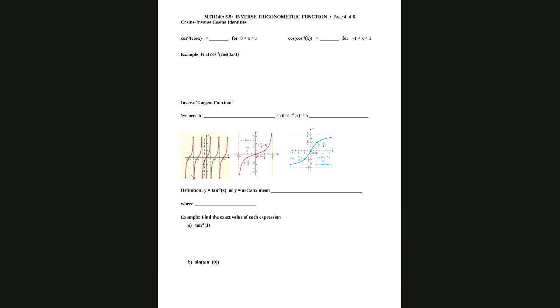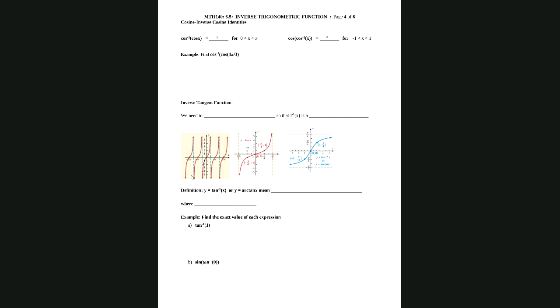Now we're on page 4 of section 6.5, and we're going to look at the identities for the cosine and inverse cosine. So similar to what we saw for inverse sine, we got inverse cosine of the cosine of x is equal to x if x is between 0 and pi. And the cosine of inverse cosine of x is equal to x if x is a number between -1 and +1.